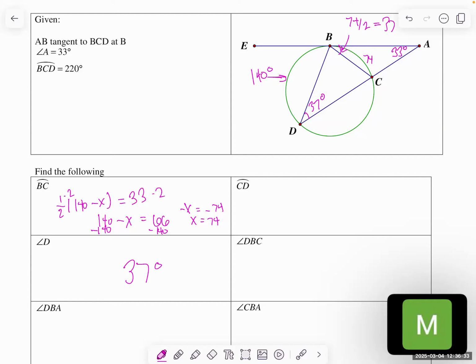CD after that is 360 minus 74 minus 140, which is 146. And then I can find angle DBC by going through the process. This is inscribed, so this has to be 70. And then to find DBC, I would do 180 minus 37 minus 70, which is equal to 73.